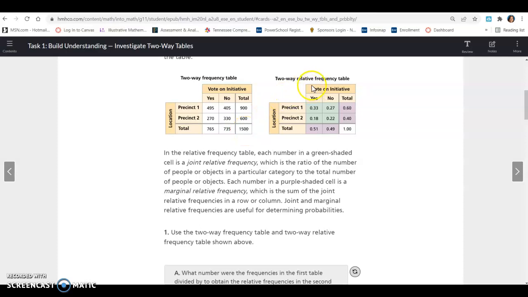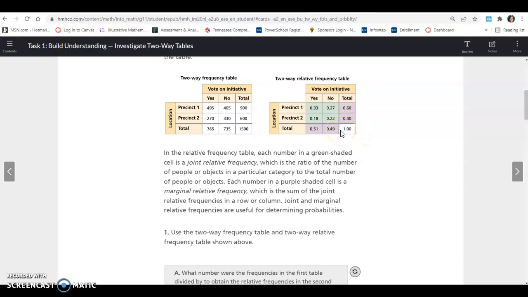This relative frequency table shows the percentage of each based on the number in the precincts. All right, so precinct 1 has a total of 60% of the people living there, and in precinct 2, 40% of the people live there. And then you can see that out of both precincts, the number of people that said yes was 51% and no was 49%. And again, these total to 1, which is like 100%.